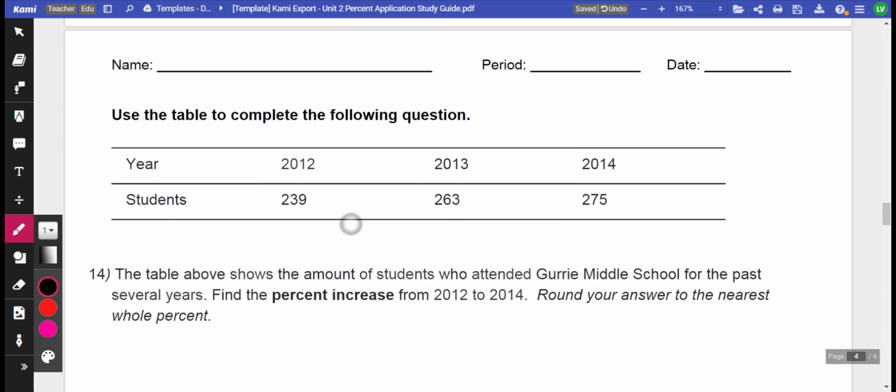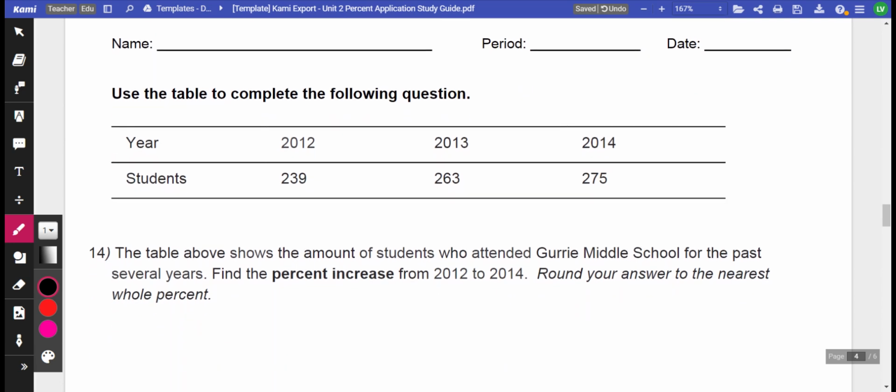So we're going to use the table to complete the following questions. So we have the years 2012, 13, and 14. The students are 239, 263, and 275. So number 14, the table above shows the amount of students who attended Gurry Middle School for the past several years. Find the percent increase from 2012 to 2014. Render answer to the nearest whole percent.